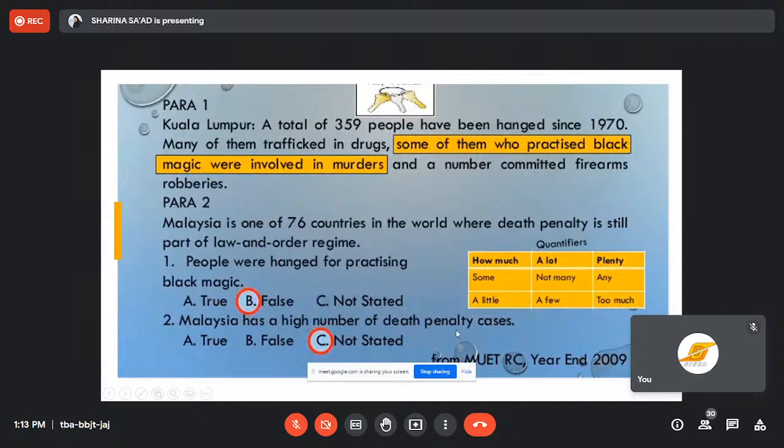Malaysia has a high number of death penalty. If you cannot find the answer here, then not stated. Okay, but I think the question of true, false, not stated is no longer in the new format. So you don't have to worry about the true, false, not stated.